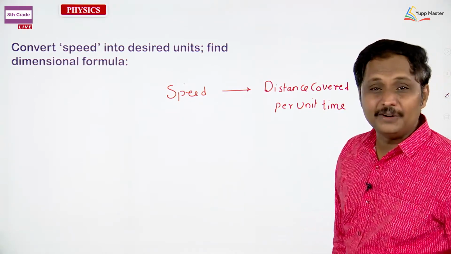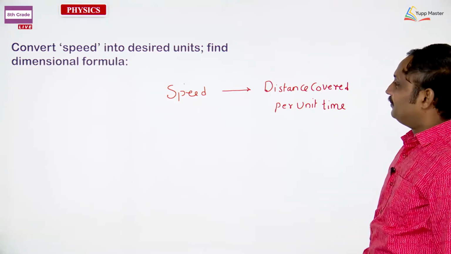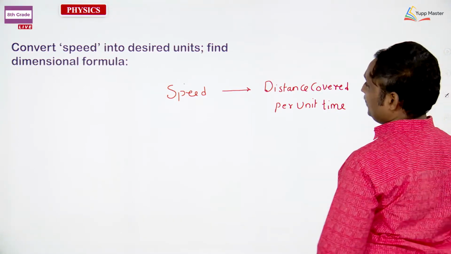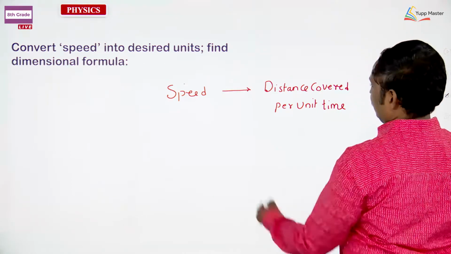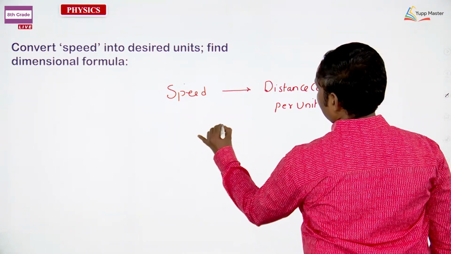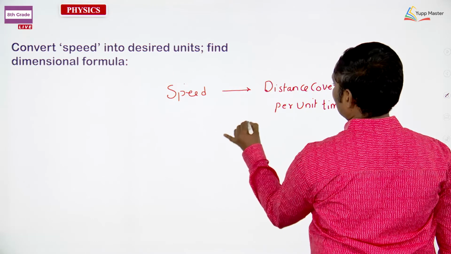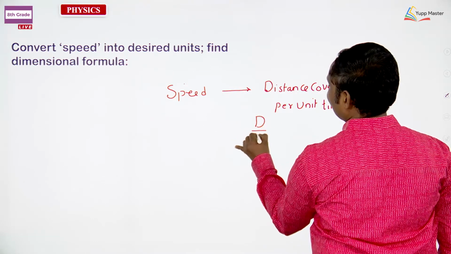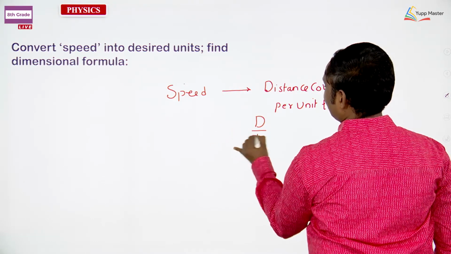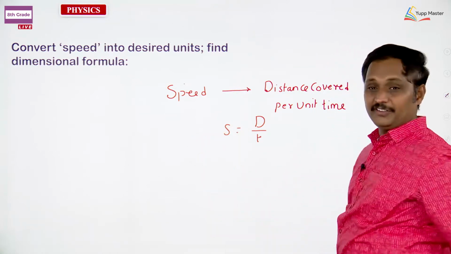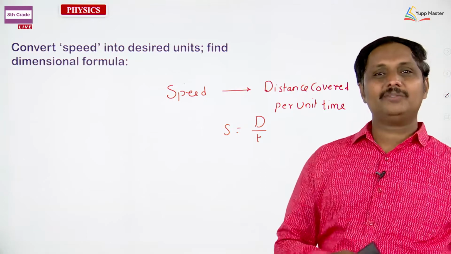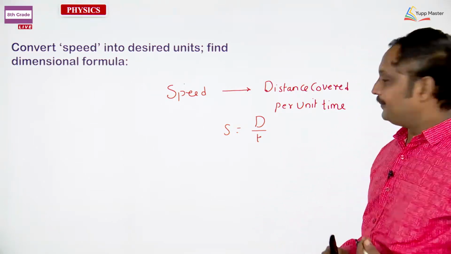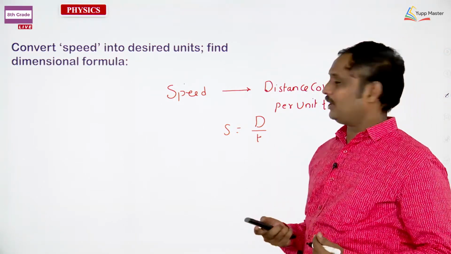Yeah, distance covered per unit time, we can take that. So we are going to take that speed, which is equal to distance by time. If you take speed as distance by time, you can easily convert that in terms of kilometer per hour or in terms of meter per second. Just you can take that.